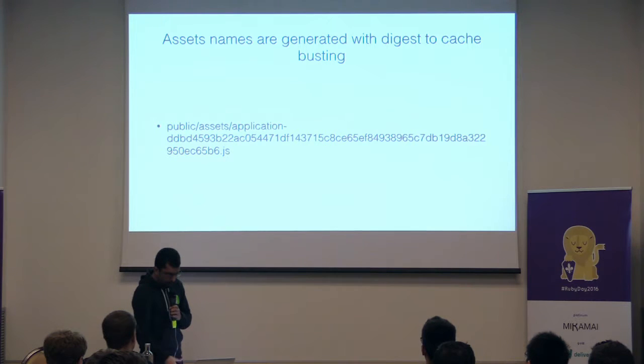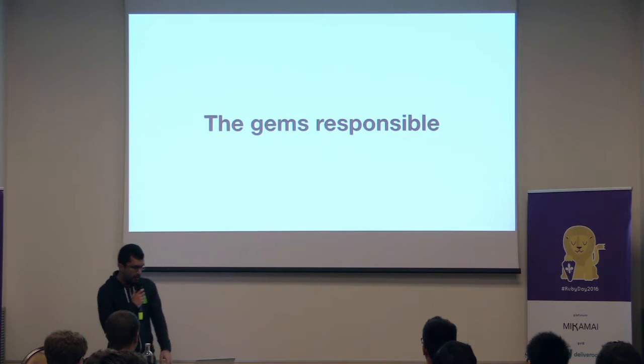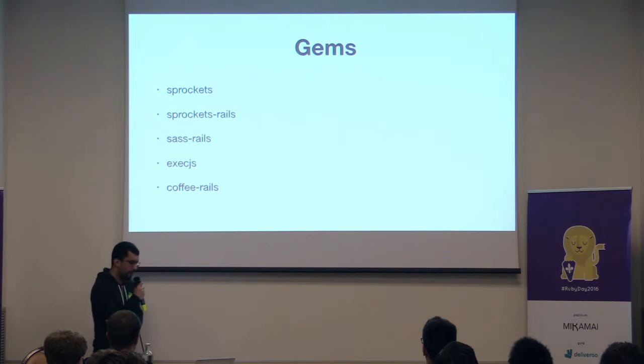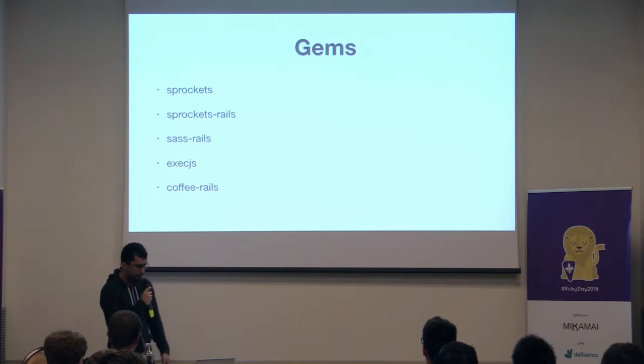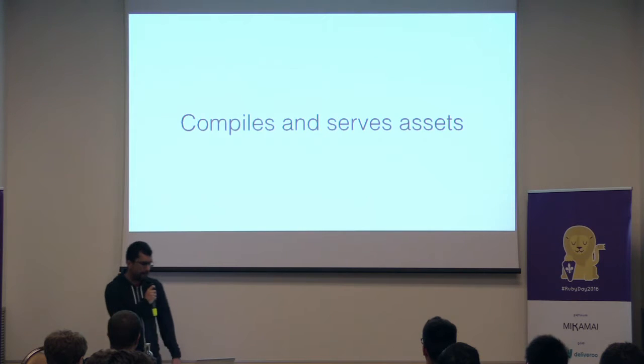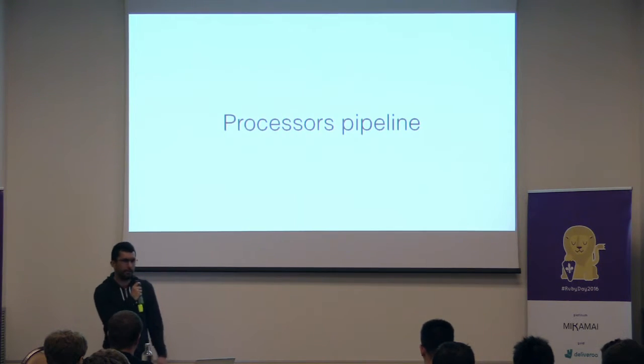So now that we know how it works, we have to know what are the gems responsible for it. We have a set of gems that build the whole asset pipeline: Sprockets, which is the core of the asset pipeline, Sprockets Rails, Sass Rails, UglifierJS, and Coffee Rails. The Sprockets gem compiles and saves assets. It's a collection of processors where you can build pipelines.